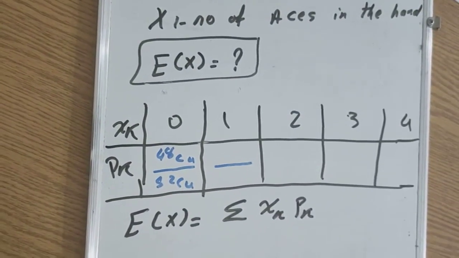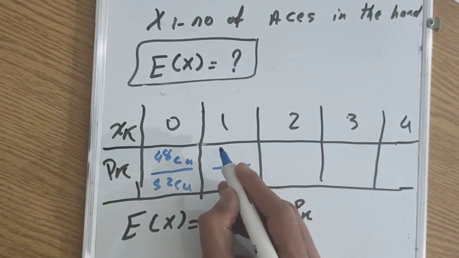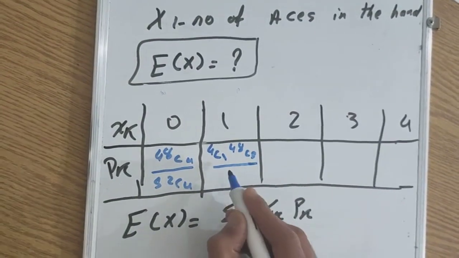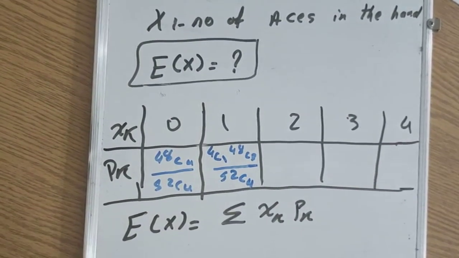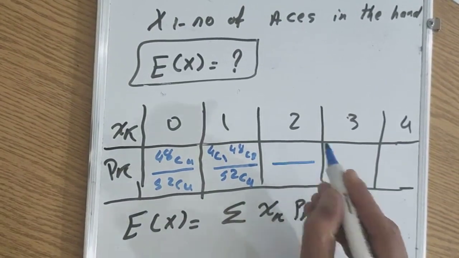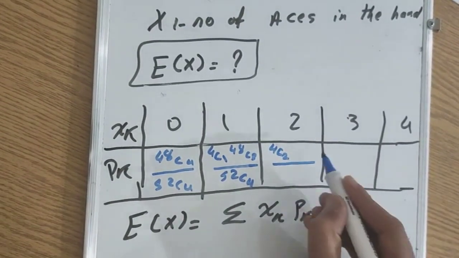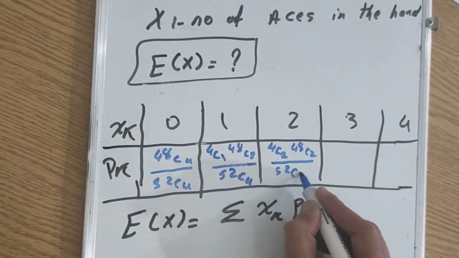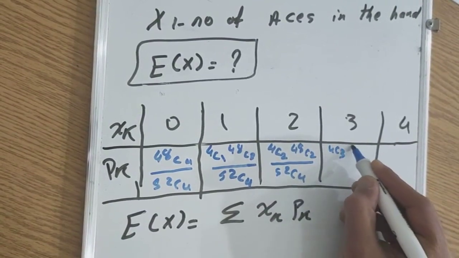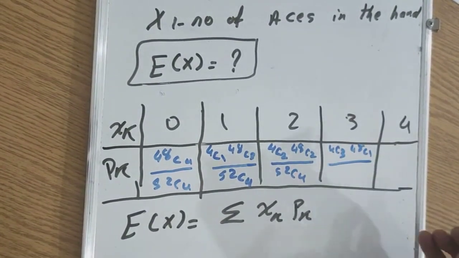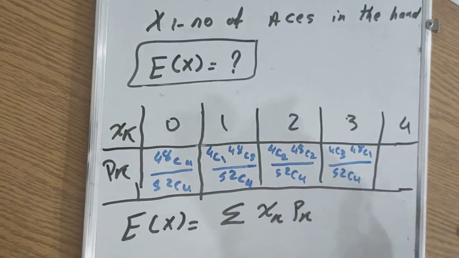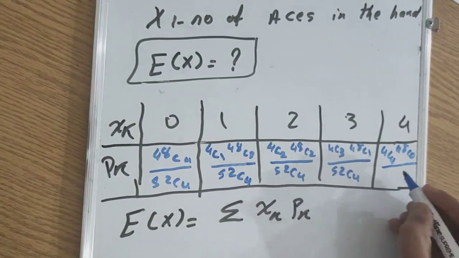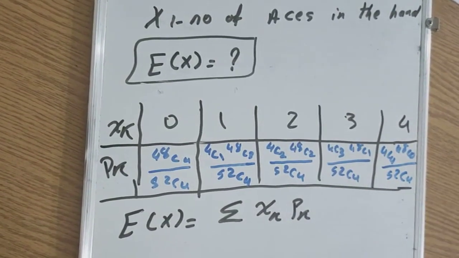And the probability that we have 1 ace is 4C1 times 48C3 over 52C4. For the probability that we have 2 aces, we get 2 aces out of the 4 aces, and then 2 cards from the other cards, not aces, over 52C4. And again, for 3 aces, 4C3 over the sample space. And finally, we need 4 aces, and nothing from the other cards, over 52C4.